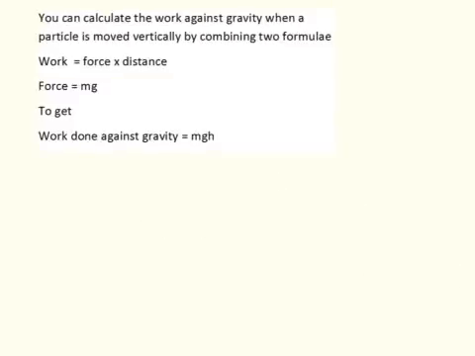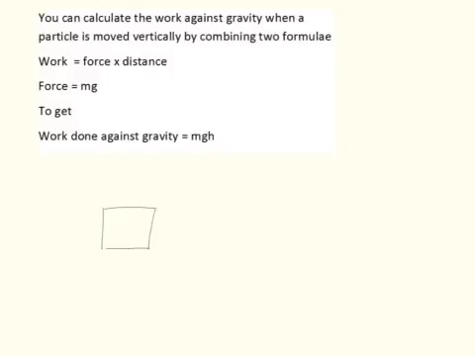Now if a particle is moved vertically, then the work is done against gravity. So using the fact that work equals force times distance and the force equals mg, then the work done against gravity is the force times the distance. Well, its force is mgh.